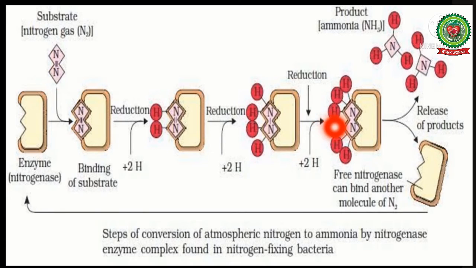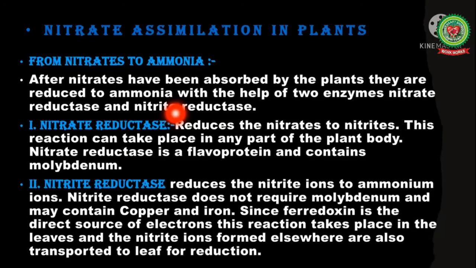Roots of most higher plants absorb nitrogen from the soil in the form of nitrate. Nitrogen in this form, however, cannot be directly used by the plants and it must be reduced to ammonia before it is incorporated into the nitrogenous compounds of the plant. The process of nitrate reduction to ammonia is accomplished in two steps mediated by two specific enzymes: nitrate reductase and nitrite reductase. Nitrate reductase reduces the nitrates to nitrites.